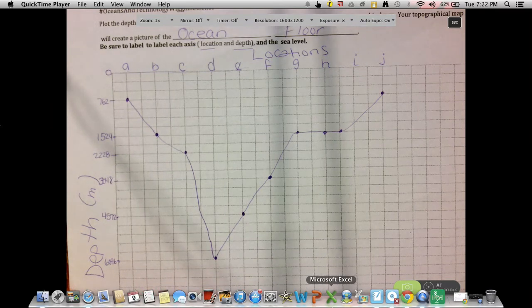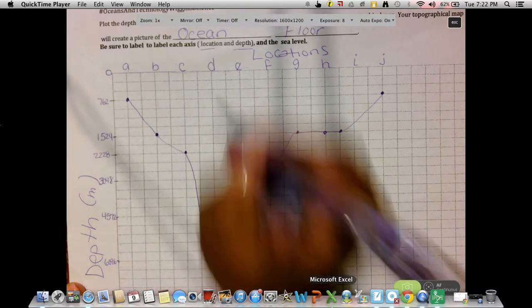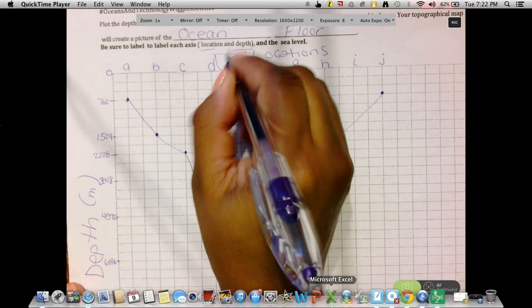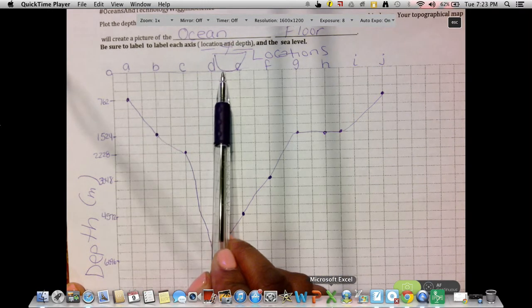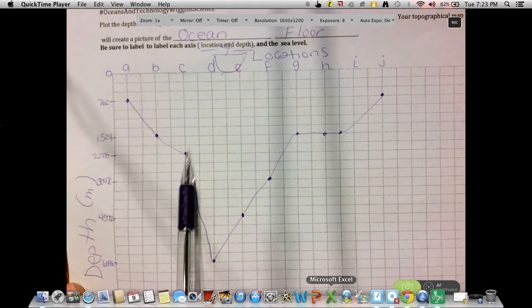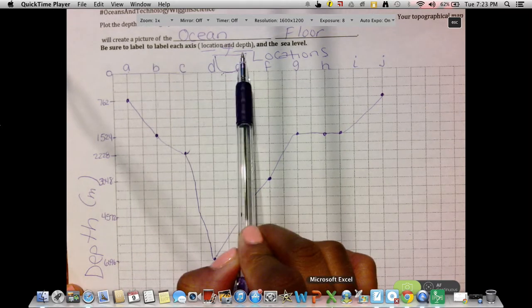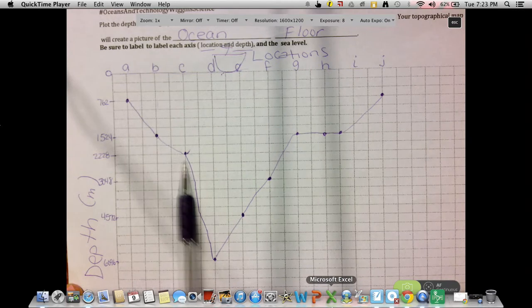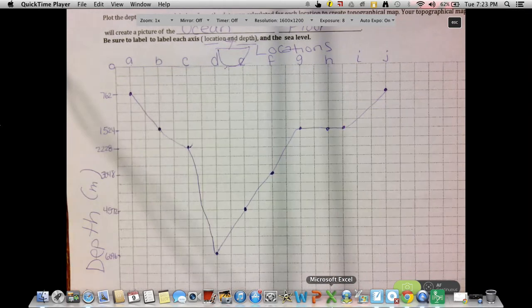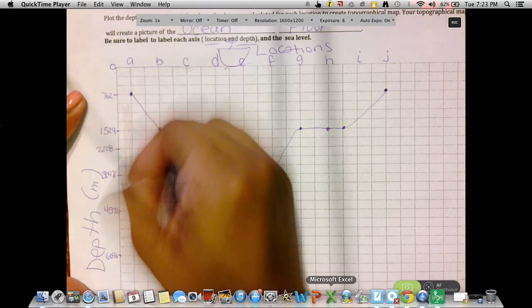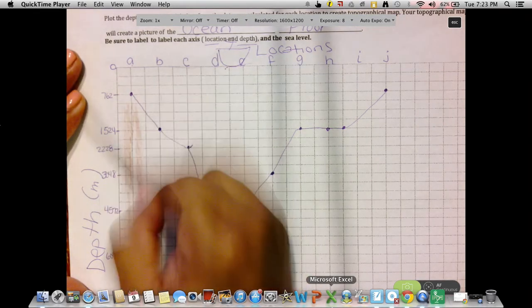So the ocean floor, remember, you got a boat up here traveling from location to location, sending a signal down. When that signal goes down, it comes right back as soon as it hits that floor. So this is the ocean floor. So everything under here is land. So we need to color our land brown.